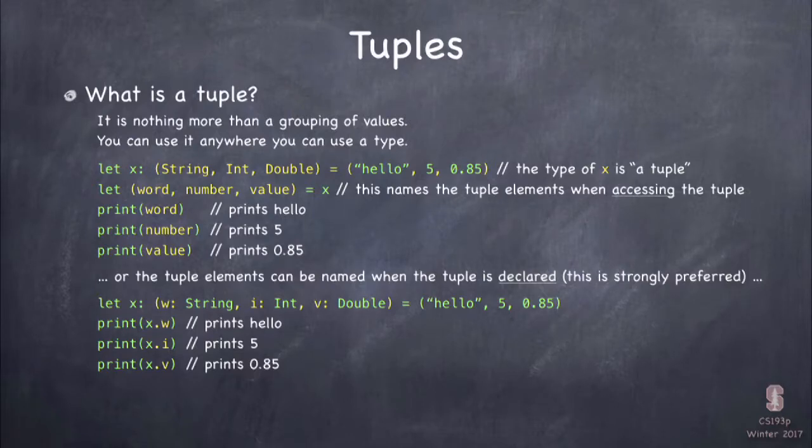You're going to see in program assignment number 2 that I'm going to have you write a function that returns a tuple, and it's going to specify the names of the parts. Even if you name them, like we have with x, you can still say let word, comma, num, comma, val equal x, and it'll still pull it out into the individual variables. So naming them doesn't stop you from pulling them out into individual variables if you want.